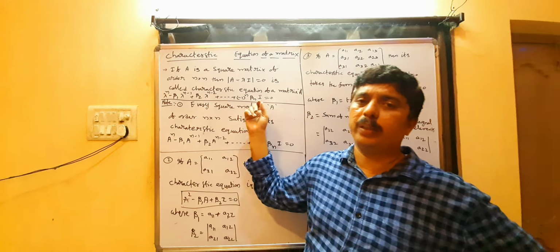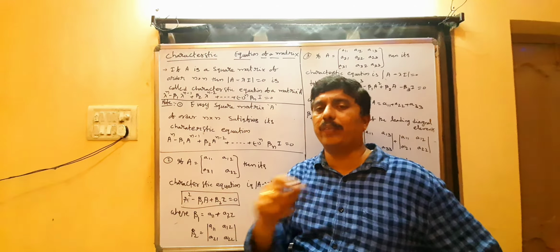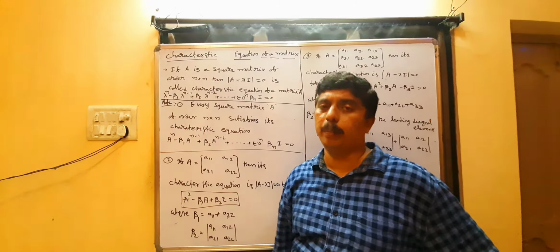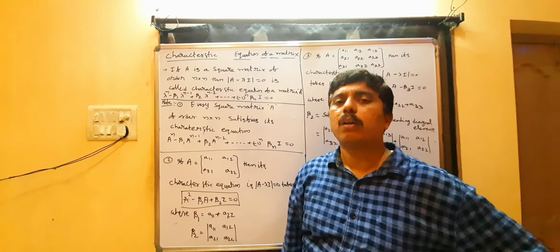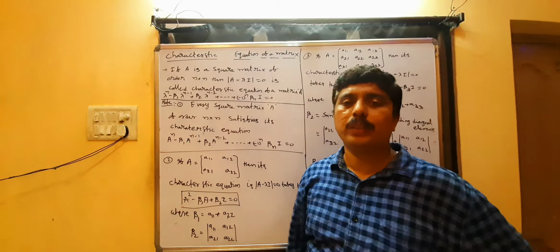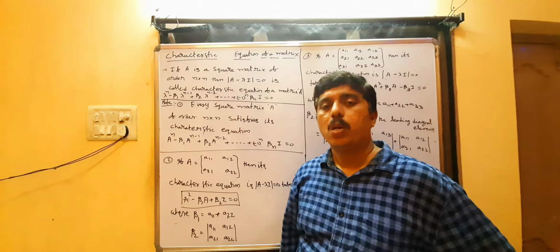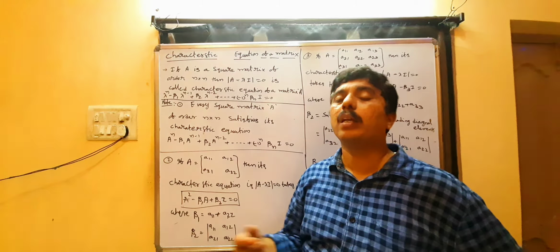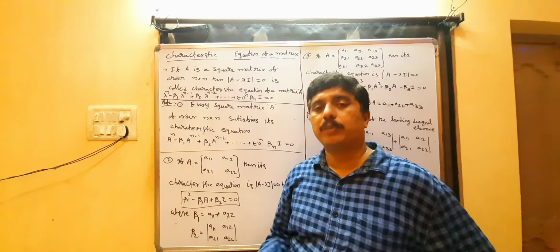We will get beta 1, beta 2, beta 3. Beta 1 is the trace of the given matrix. Trace of the given matrix means the sum of all diagonal elements. Beta 2 is the sum of the minors of the leading diagonal elements.